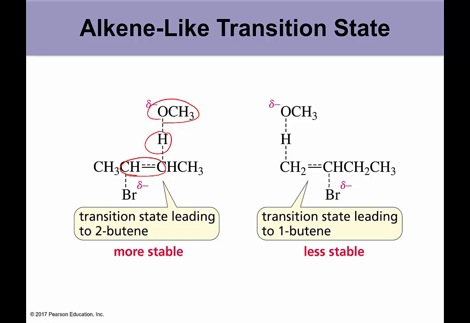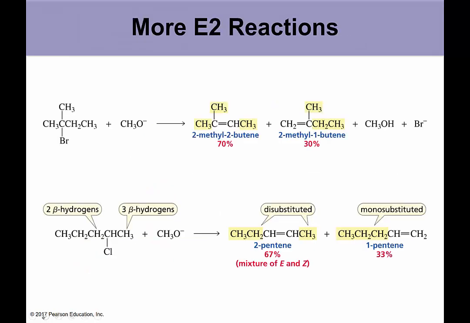So kind of what does this look like in practice, right? Because that's the kind of stuff you need to know. Here's a couple of examples of E2 elimination with methoxide. Again, methoxide is not a bulky base. We'll talk about that again. It's not a sterically hindered base. When it comes in, you get a mixture of two products, 70% of which is the more substituted product and 30% is the less substituted product.